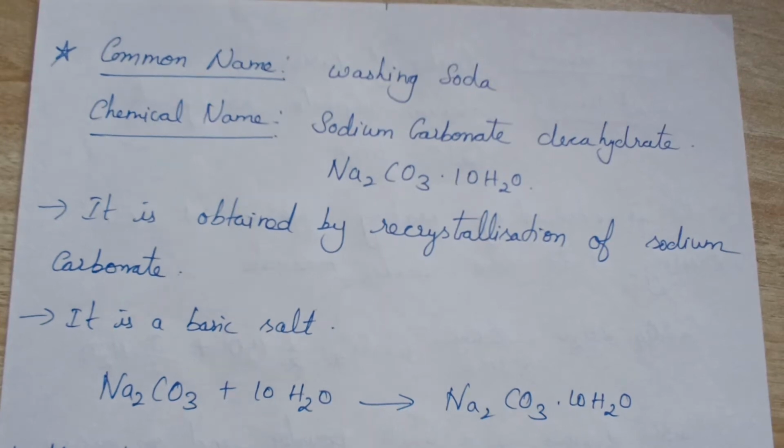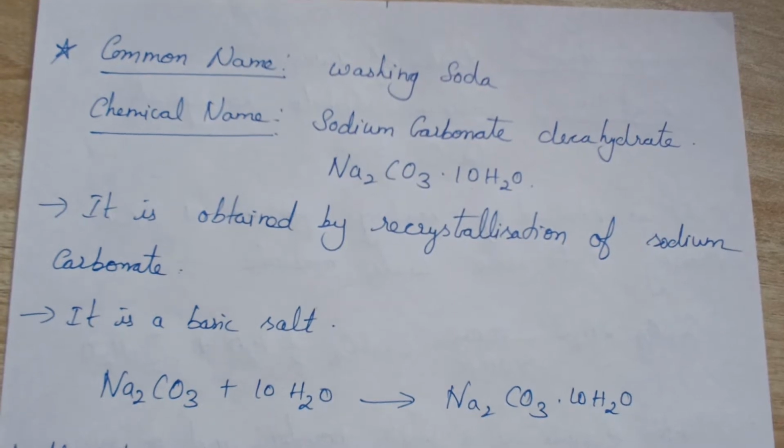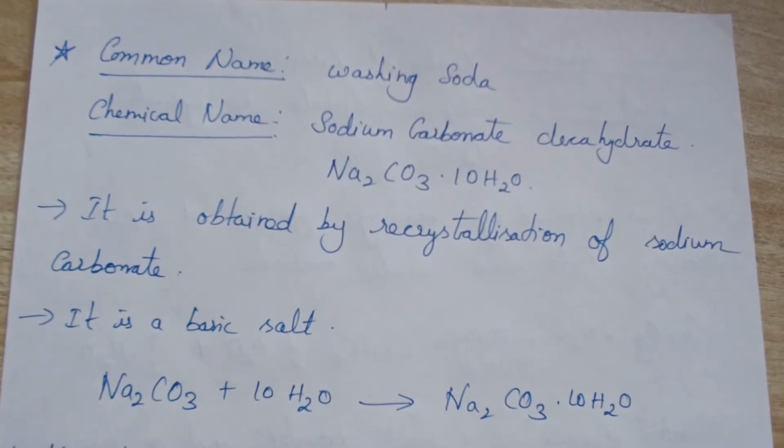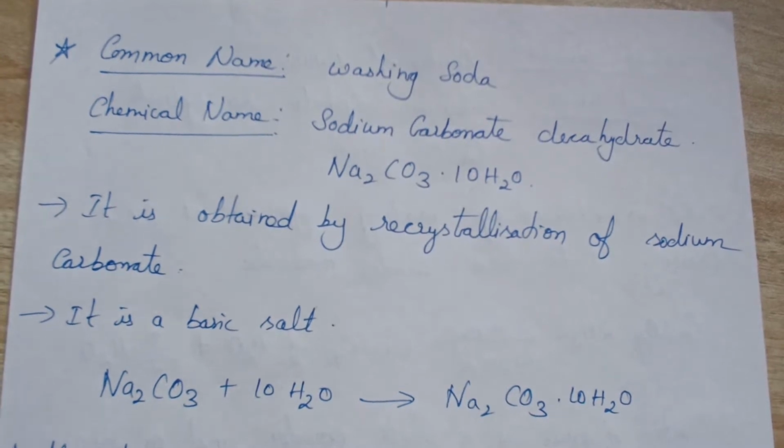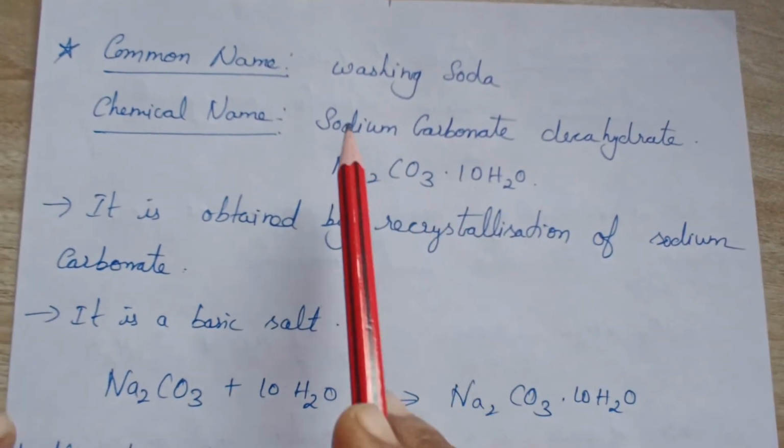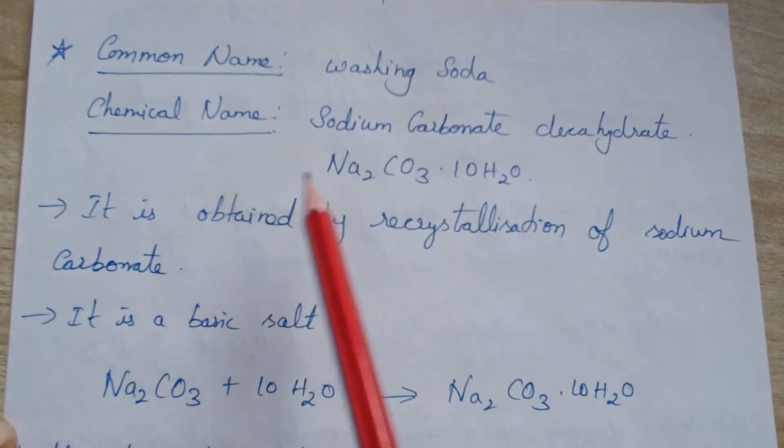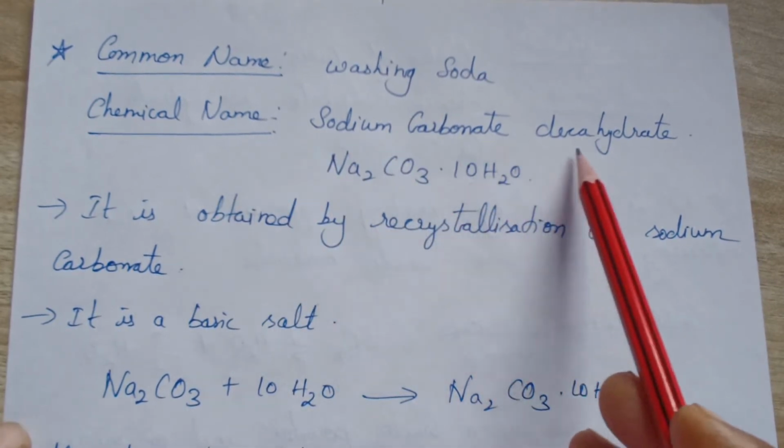Hi dear, today we'll continue with the chemicals manufactured from, or obtained from, NaCl, that is common salt. So far we have seen sodium hydroxide, bleaching powder and baking soda, right? So today we are going to see washing soda. The common name is washing soda and the chemical name is sodium carbonate decahydrate.